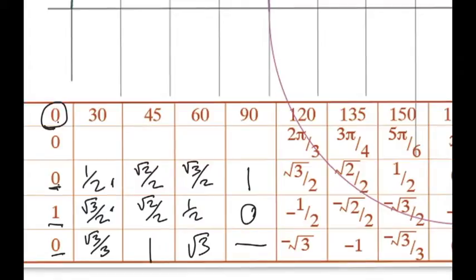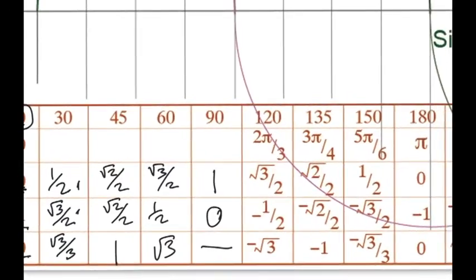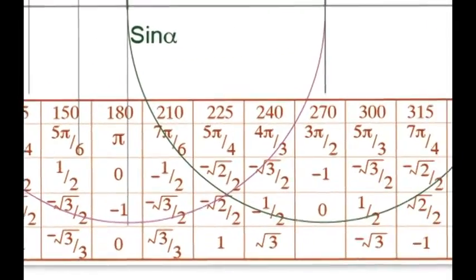It's the same as it was at 45. When I go to 150, it is 1/2, which is the same thing it was at 30. And when I go to 180, it is back to 0. So the pattern continues. Now after this, we'll take just a second and look at the next block.